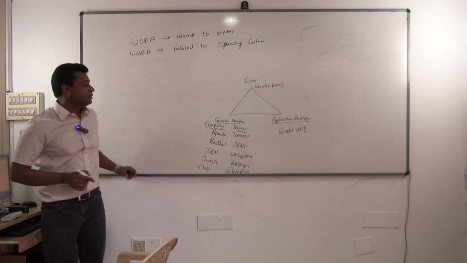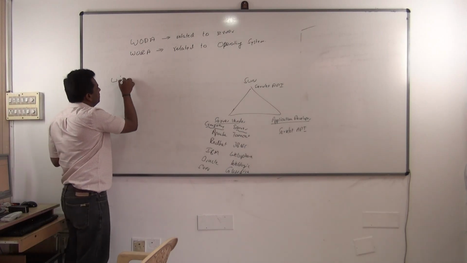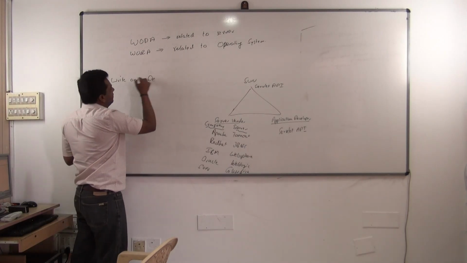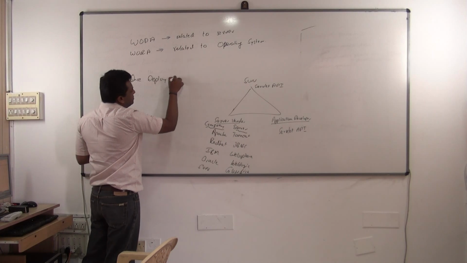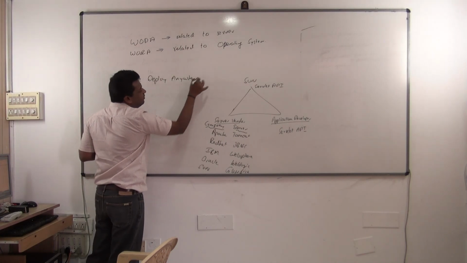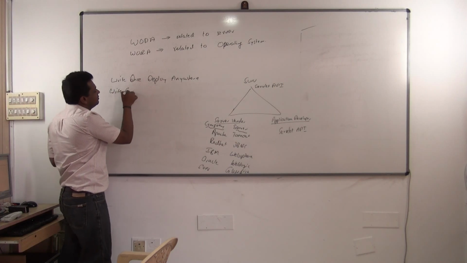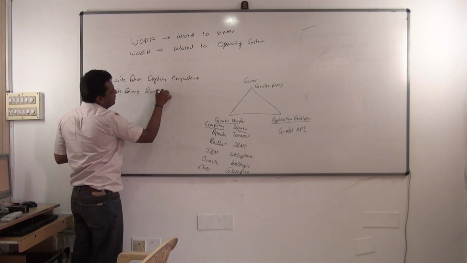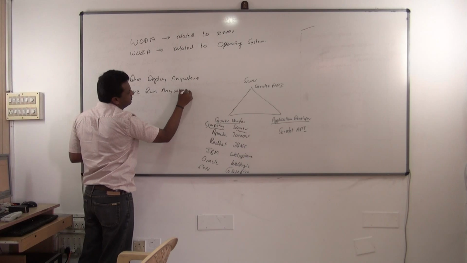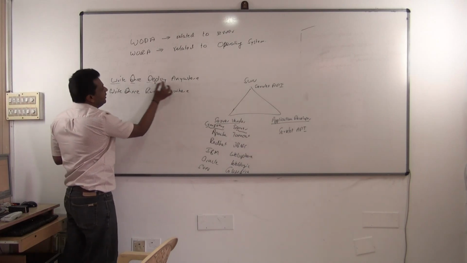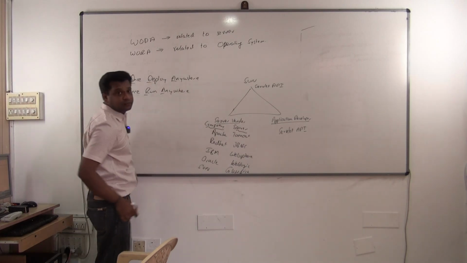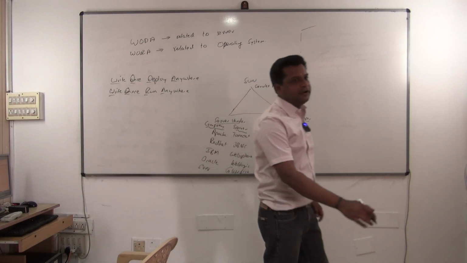WODA means write once, deploy anywhere. So Java is giving you this much portability. This one is write once, run anywhere. WODA, WORA. Unlike, let's compare with .NET now.